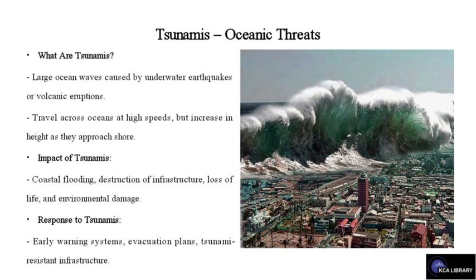Now, let's look at the next, which is tsunamis. This is an oceanic threat. What are tsunamis? These are large ocean waves caused by underwater earthquakes or volcanic eruptions. They travel across oceans at high speeds, but increase in height as they approach shore. This is an example of a tsunami.